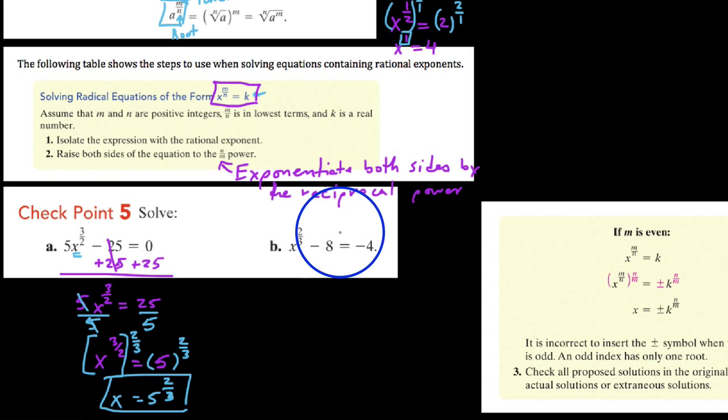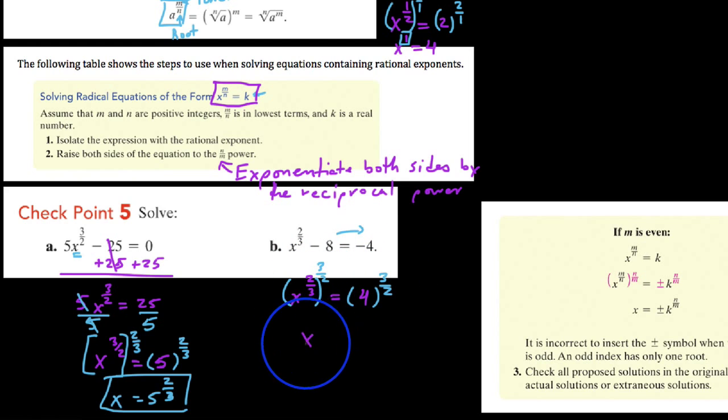When we solve this one, let's go ahead and add 8 to this side. So we end up with x to the 2/3 on the left side by itself. We get 4 on the right. So now I'm going to take both sides and exponentiate to the reciprocal power, which is 3 over 2. So I get 3 over 2 here. And what I notice is on the left, I get x to the 1. That's exactly what we wanted.